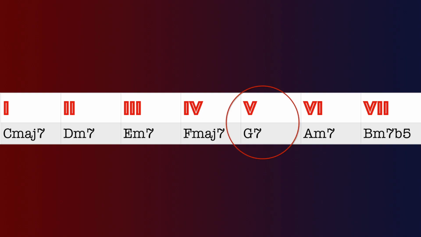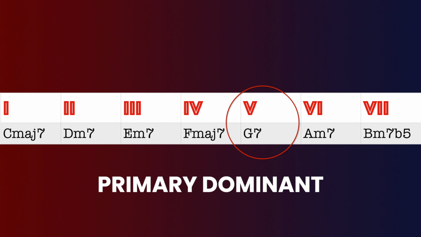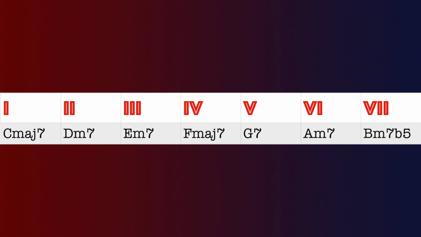Now, in a key like C, we have one dominant chord, what I like to call the primary dominant. In the key of C, that would be the 5 chord, G7. And we get that 5 chord, that G7, by taking the C major scale and building a chord of each scale degree, giving us the following 7 chords. The G7 is the only dominant 7th chord in those 7 chords, hence why we call it the primary dominant.